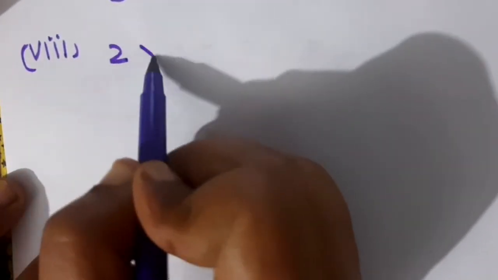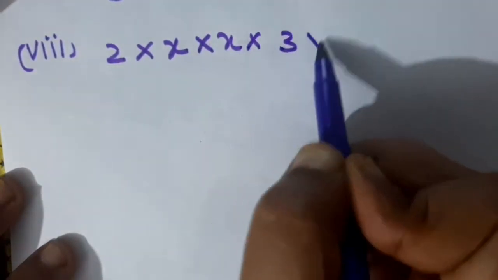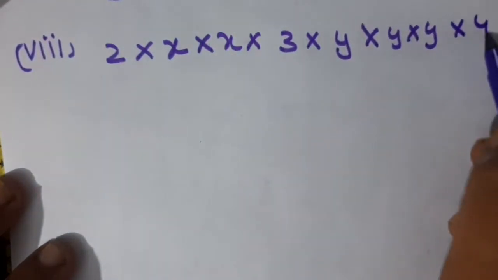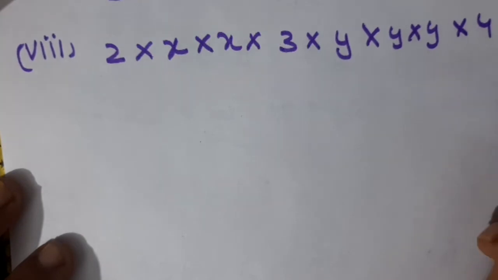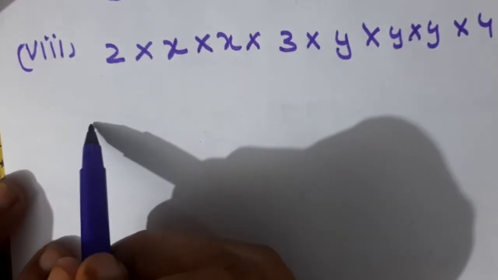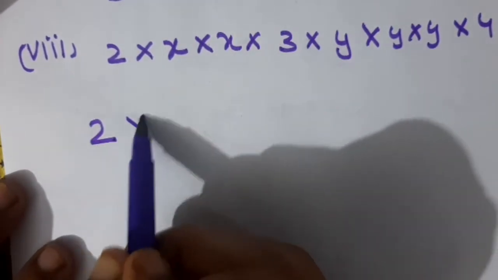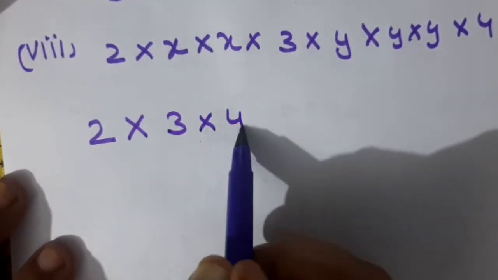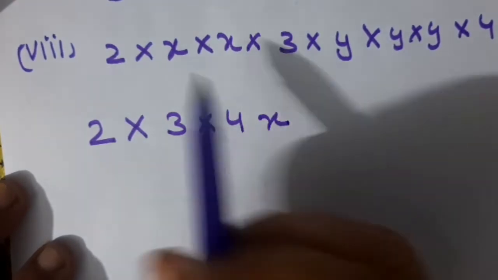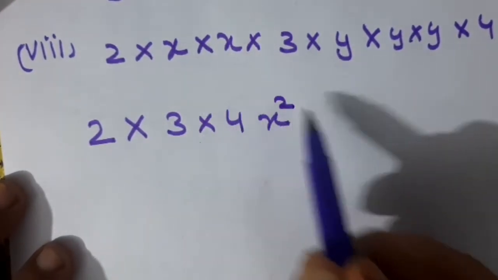Now come to 8th question. 8th question is 2 into X. You have here it is written 2 times. Then 3, Y it is written 3 times. Then 4, then Z it is 5 times. So how will I write? First of all, I'll write all the constants, that is 2 into 3 into 4. Then I'll write all the variables, that is literals. It is X. X is 2 times, so X I'll write power 2.